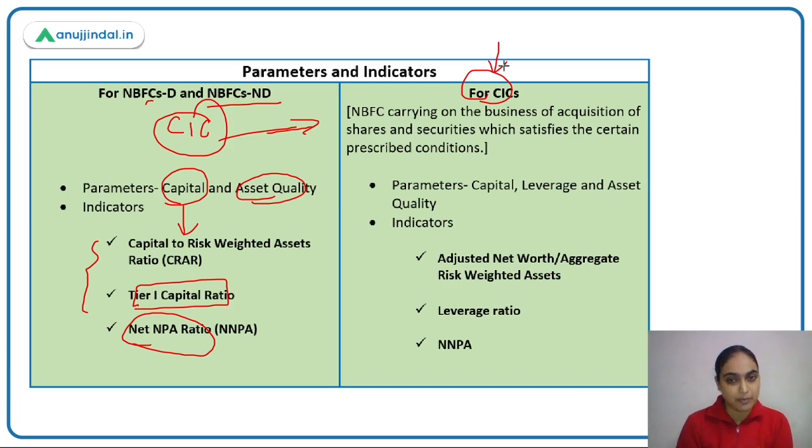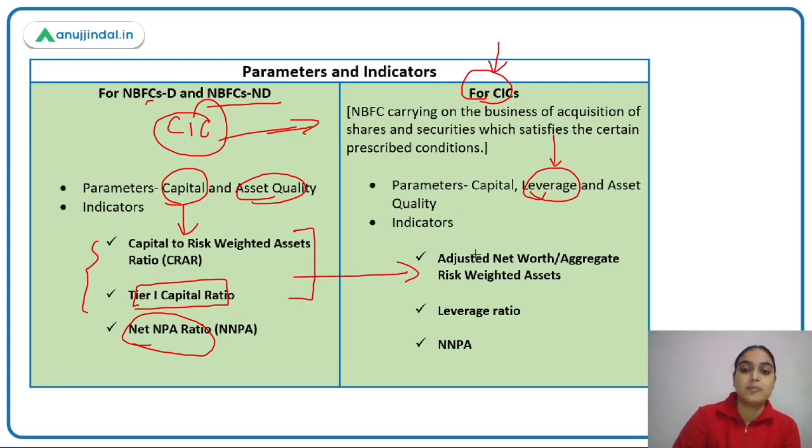For them, capital is a parameter to be assessed. Asset quality is also a parameter to be assessed. But we have one additional parameter, that is to assess the leverage levels. How leveraged you are. Okay, so for capital here, instead of using these two ratios, we assess the capital levels through the adjusted net worth or the aggregate risk weighted assets. So by adjusted net worth, I mean how much is the level of the owned funds. Okay, to that certain additions and reductions are made.